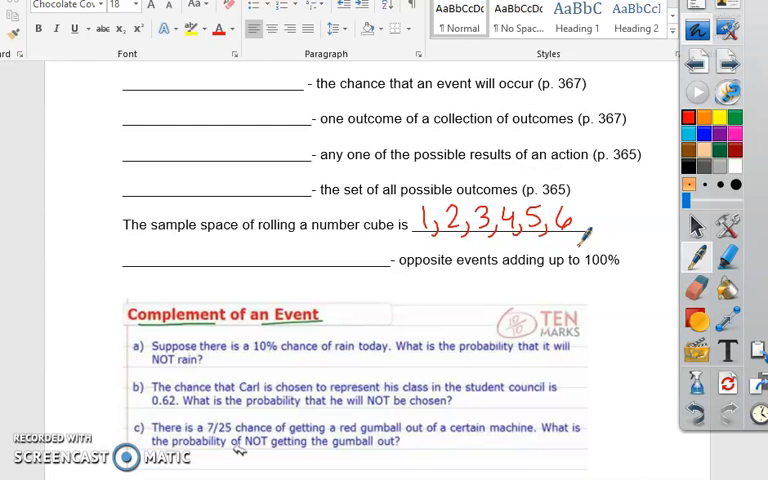And then finally, this is super important, guys. Opposite events adding to 100. We call these complementary events, okay? So complementary, you see it twice in math. One of them has to do with angles that add up to 90. Complementary events add up to 100%.